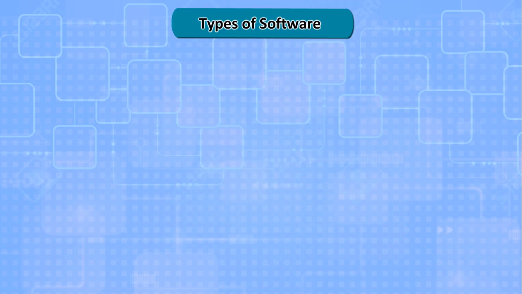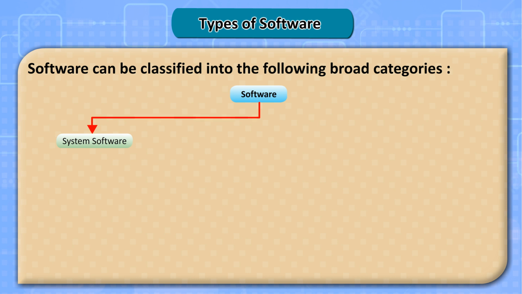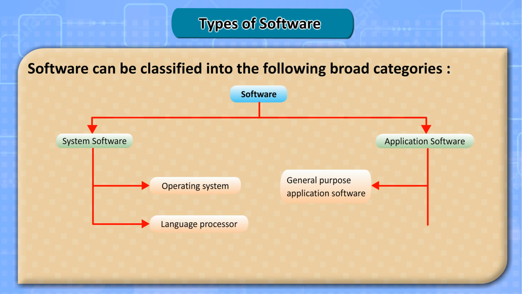components. Types of software. Software can be classified into the following broad categories: system software, application software, operating system, general purpose application software, language processor, specific purpose application software, utility software.